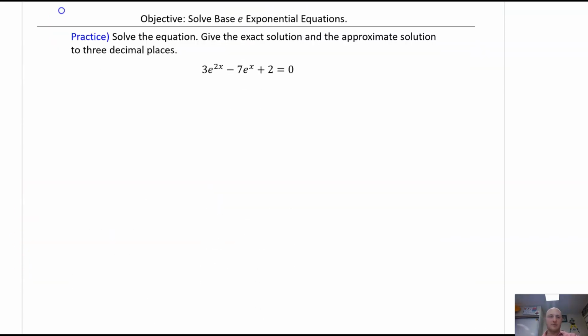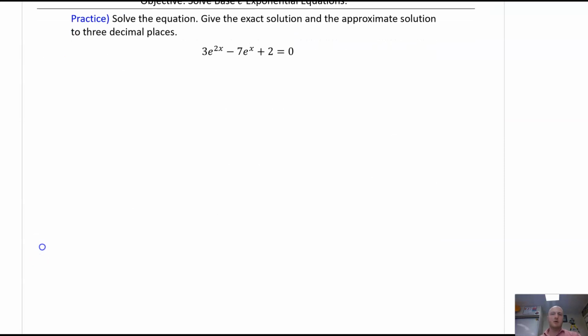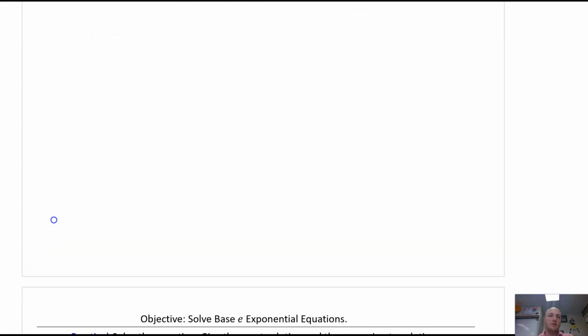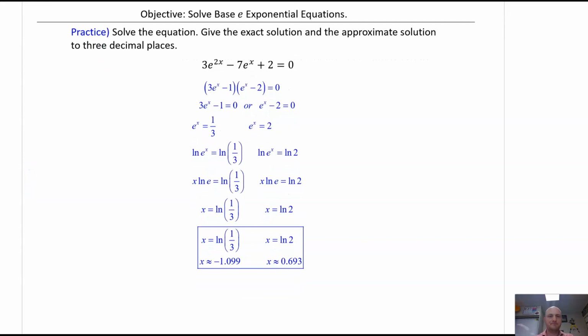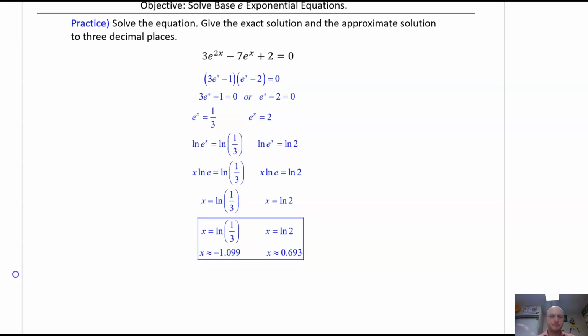Okay, here is another practice problem. Go ahead and factor this trinomial. This example might have been a little bit more tricky for you with the factoring because you have a leading coefficient of 3. But the correct factorization would be 3 times e to the x minus 1 times e to the x minus 2. So if you set those equal to 0 and solve, you come up with two solutions: natural log of 1/3 and natural log of 2.